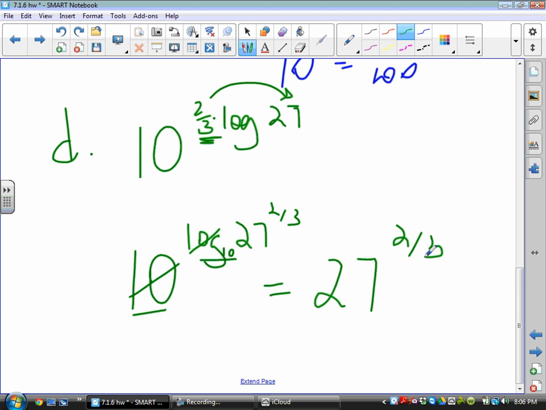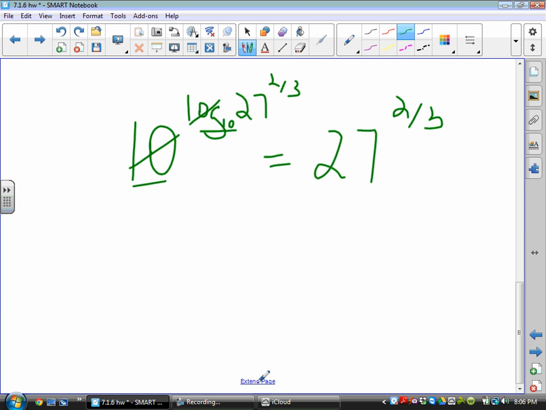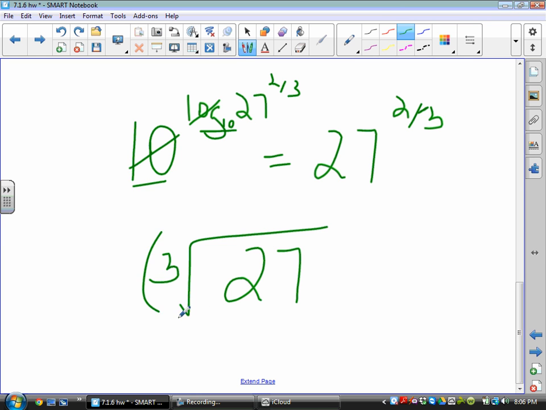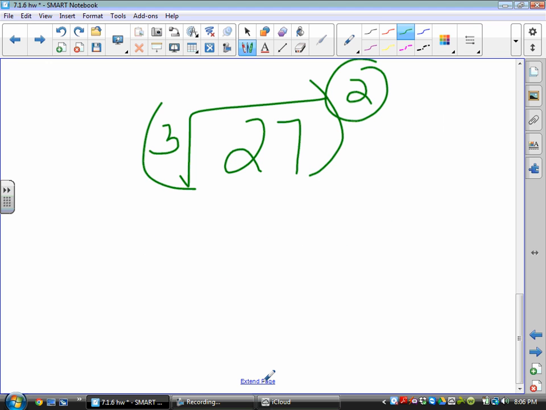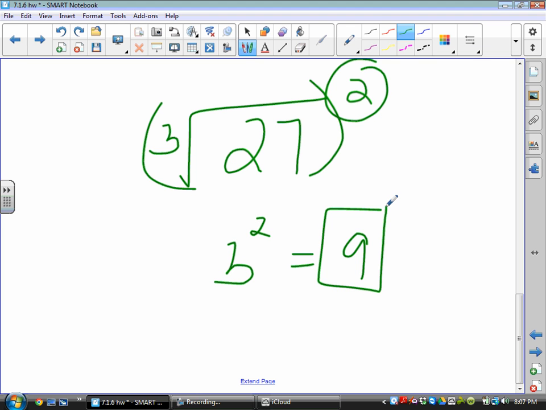Well, let's actually figure out what that is. I can rewrite this 1/3 power as the cube root, just like raised to the 1/2 power was taking the square root. Raised to the 1/3 power is the cube root, and I have 2 of those. That's what this 2 means right here. The cube root of 27: what times itself 3 times gives me 27? It's actually 3. So I have 3 squared. So my answer for part D is going to be 9.